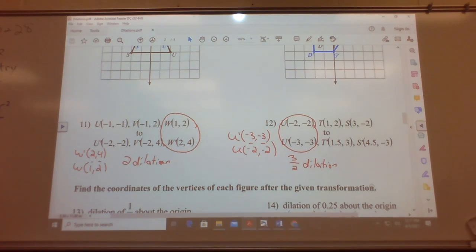Yes? Could you put 1.5? 1.5 would be fine, as long as it's equivalent to 3 over 2.